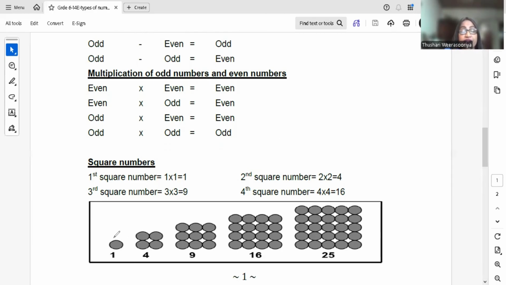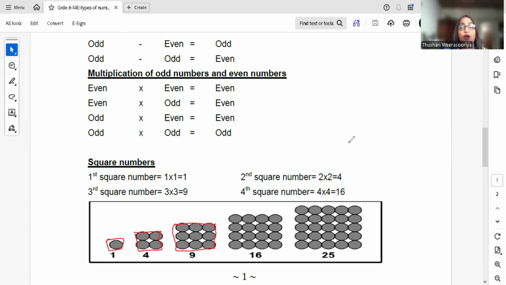We can arrange this as a square. The second square number is 4. I can arrange it with circles like a square, 2 to this side and 2 to that side. Both the sides are the same, so that is a square shape. The third square number is 9, that is 3 into 3. The fourth square number is 4 into 4, 16.